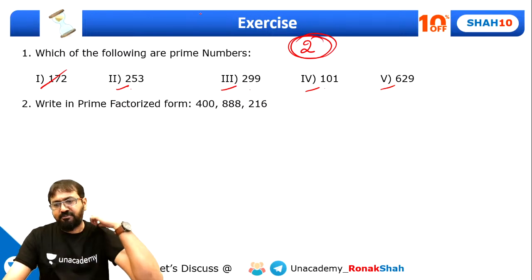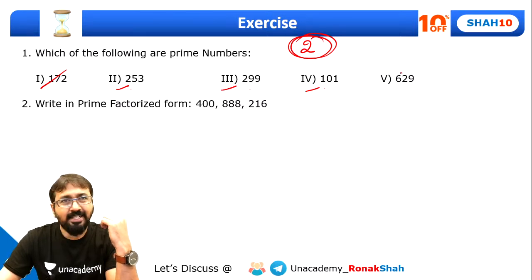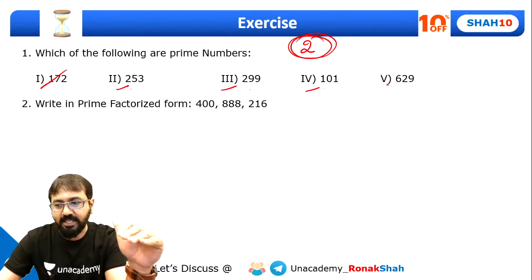Ajay is saying 5. That is this one, 629. Ajay, you can directly type the number. So if you mean to say 629 is prime, then type 629 in the chat box.